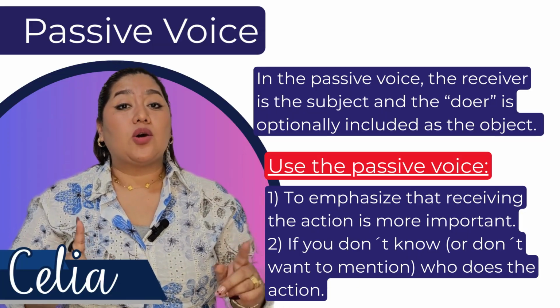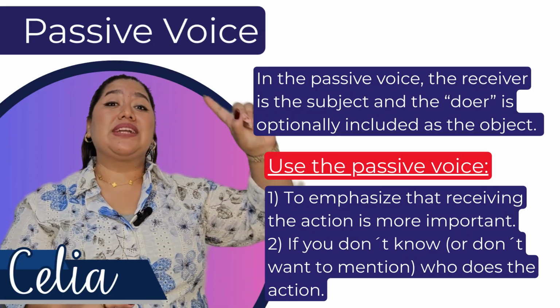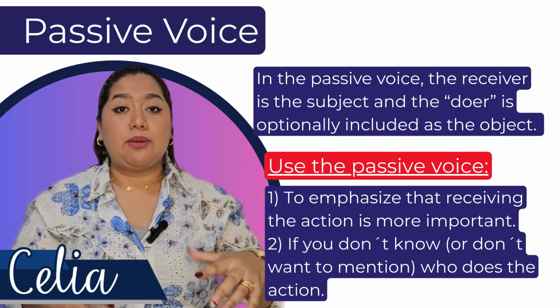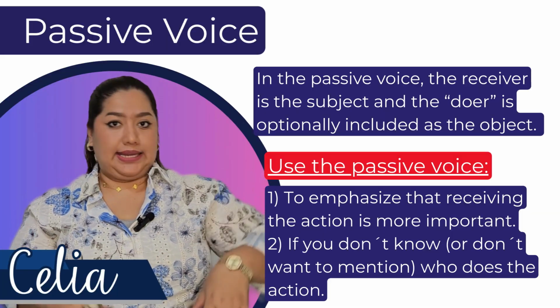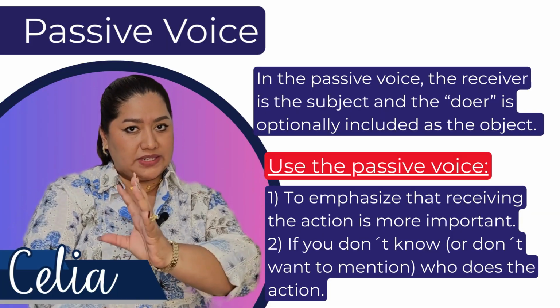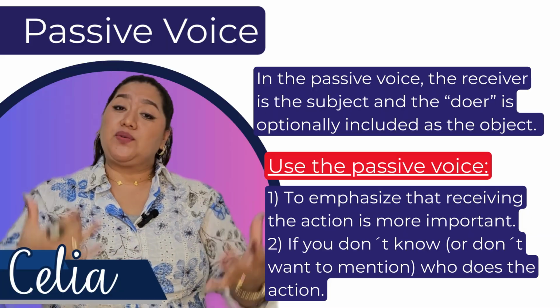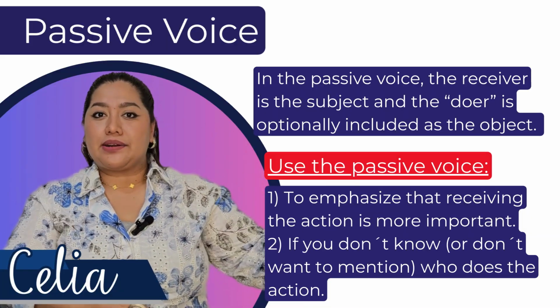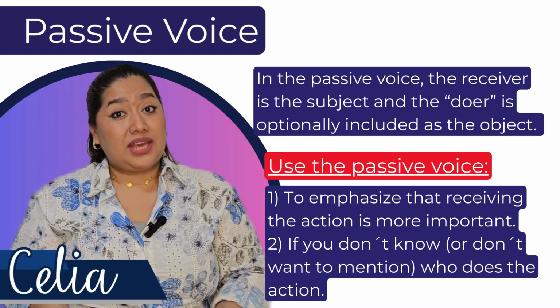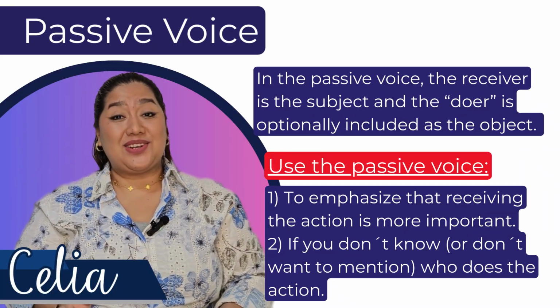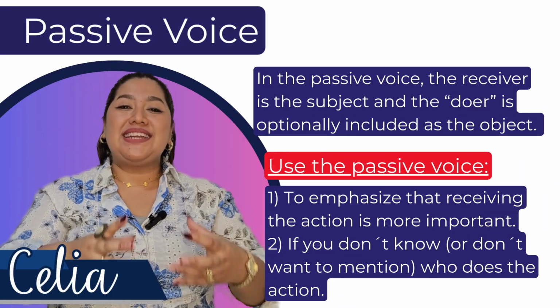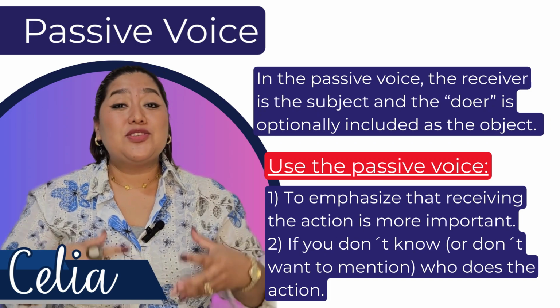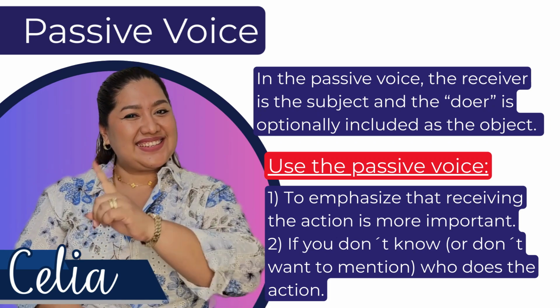So let's see now some structure and different tenses. Keep in mind the passive voice is like the active voice, but in the opposite. So in active voice, we have present simple, we have past simple, we have future, etc. In passive voice, we have the same. We have all of these tenses, and we need to learn how to use them to become experts. So let's see the first one.